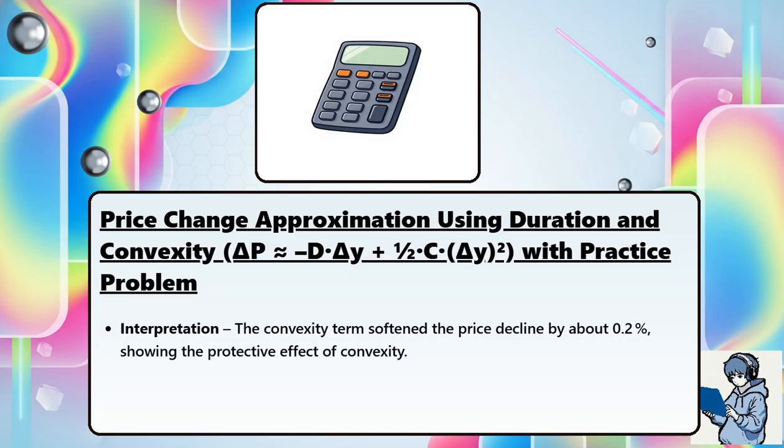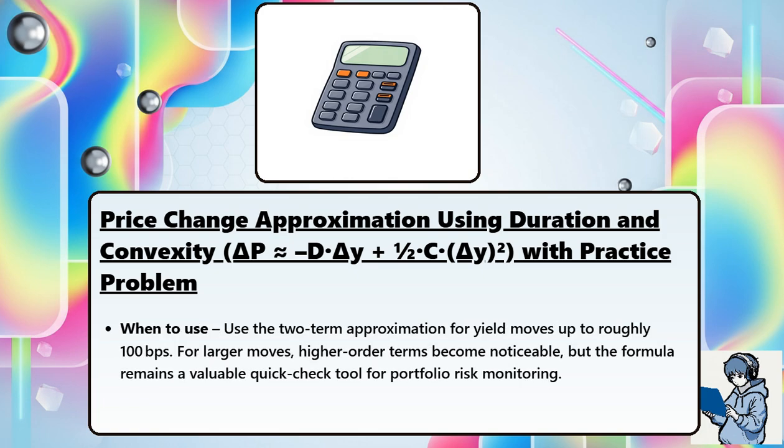Interpretation. The convexity term softens the price decline by about 0.2%, showing the protective effect of convexity. When to use? Use the two-term approximation for yield moves up to roughly 100 basis points. For larger moves, higher order terms become noticeable, but the formula remains a valuable quick-check tool for portfolio risk monitoring.